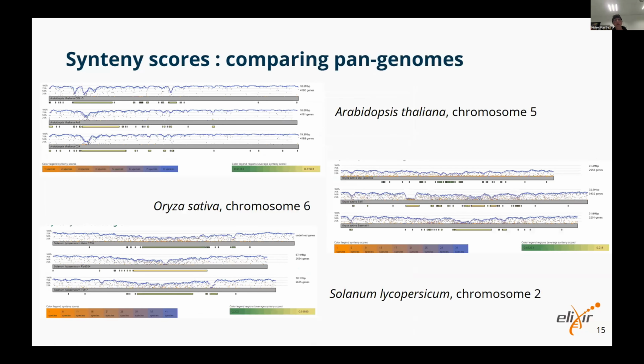Now, if you compare the synteny scores between different pangenomes, then you can see that there's quite some variation there as well. For Arabidopsis thaliana, which is the top left one, and Oryza sativa, which is the middle right one, you can see that for Arabidopsis thaliana, the average synteny score lies around 1, and the centromeres are very clearly indicated. While for Oryza sativa, there is quite a lot more variation going on.